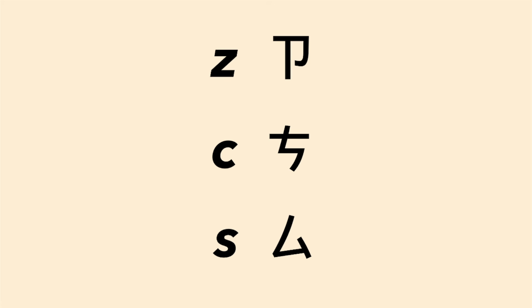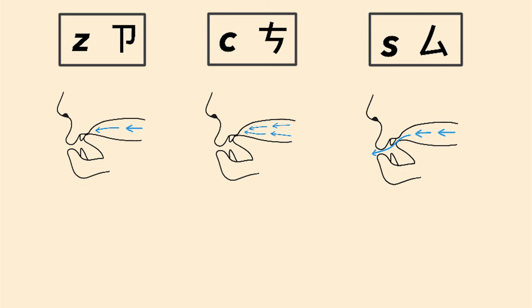There are actually two ways to pronounce z, c, and s. Today, I will choose one way to teach you. If you want to learn more details about the second way, you can go to watch my other video about z, c, s. Okay, to pronounce these sounds, you put the tip of your tongue towards the upper front teeth.